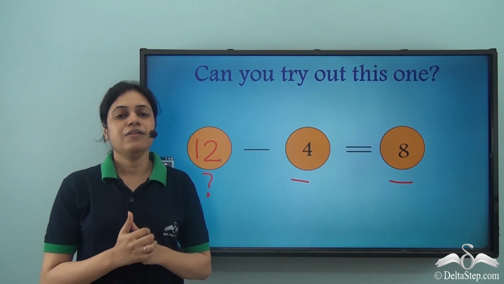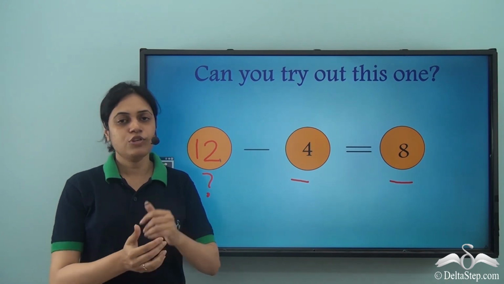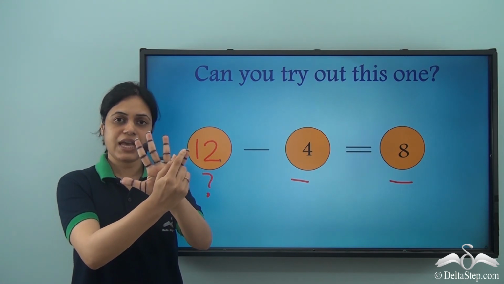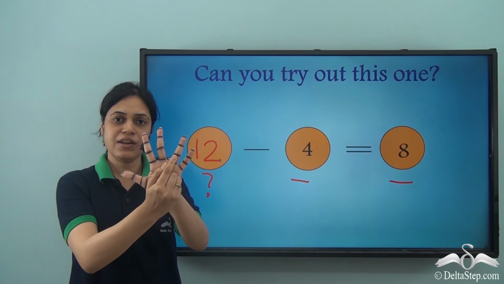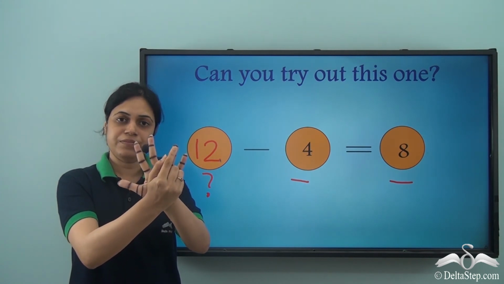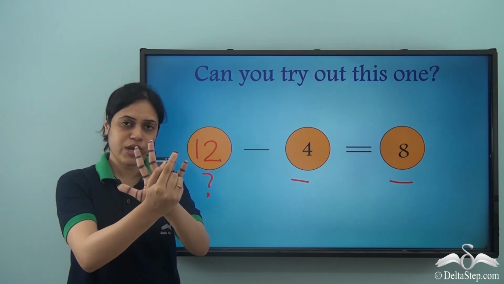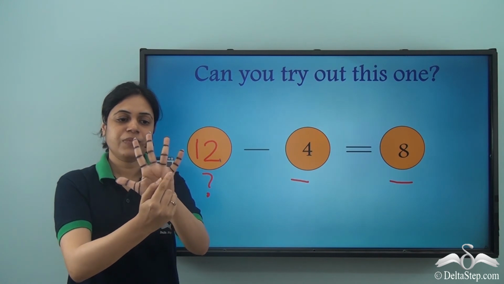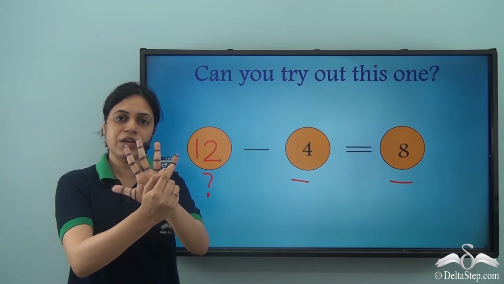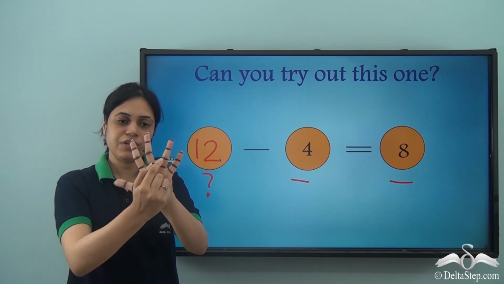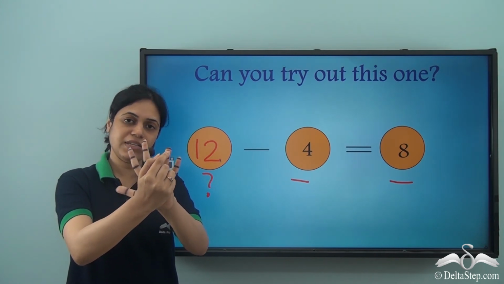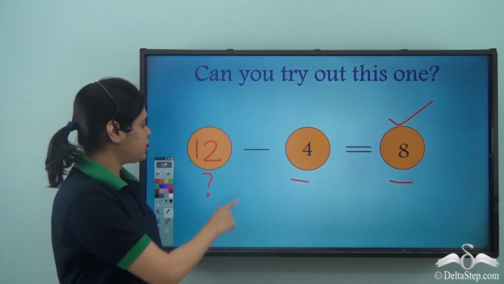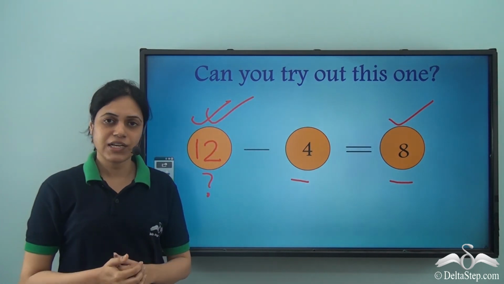Let's do that. We will start after 4. So from 5, 6, 7, 8, 9, 10, 11, 12. So we reach till 12. Now I count how many finger marks I have counted here. 1, 2, 3, 4, 5, 6, 7, 8. Which is what we have here, 8. So this is the correct answer.